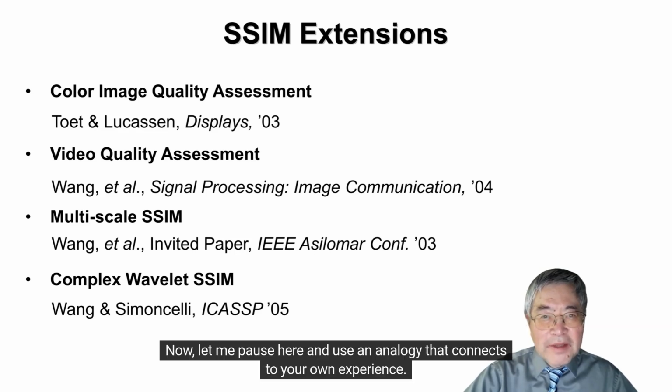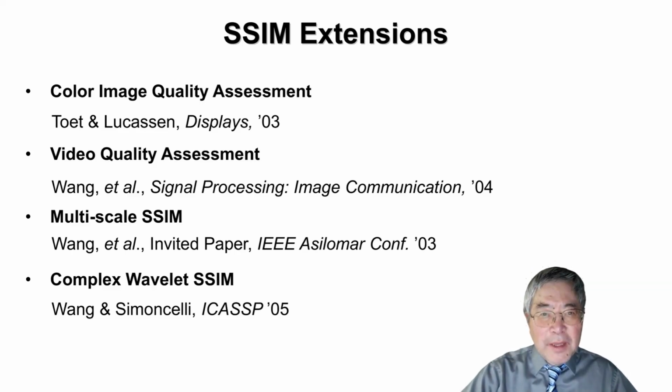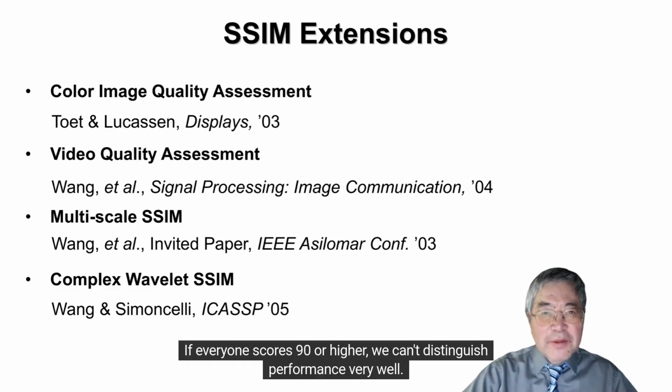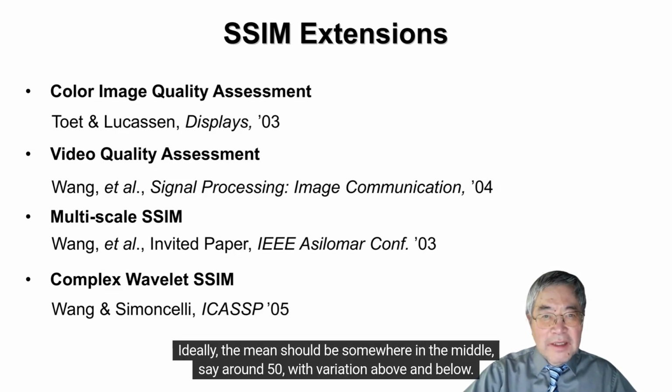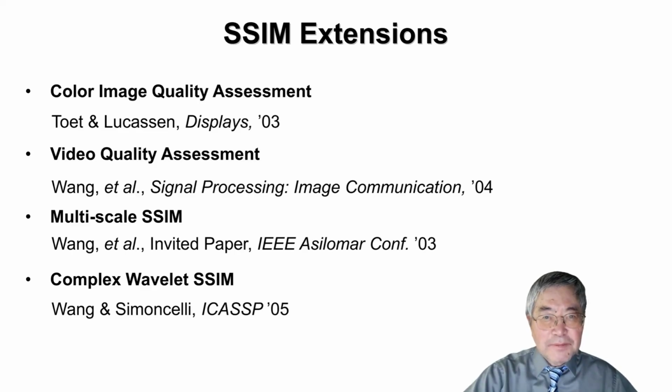Now let me pause here and use an analogy that connects to your own experience. When we design an exam, we want the scores to spread out enough to show meaningful differences among students. If everyone scores 90 or higher, we can't distinguish performance very well. Ideally, the mean should be somewhere in the middle, say around 50, with variation above and below. That way, the test reveals the true distribution of understanding.